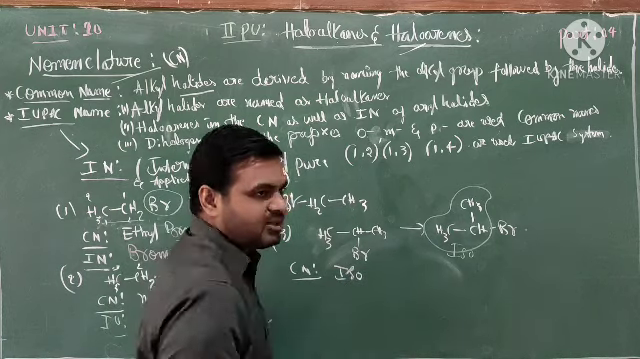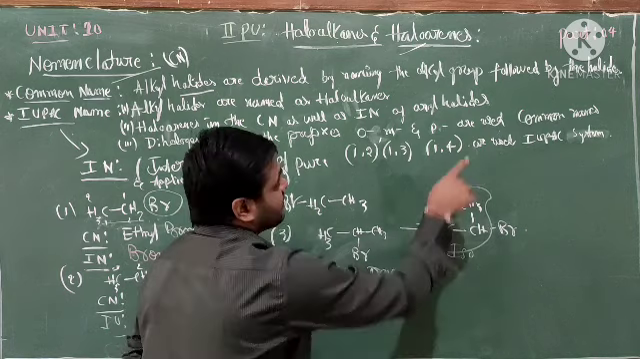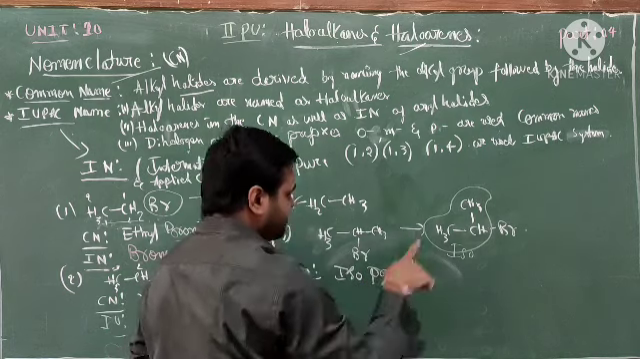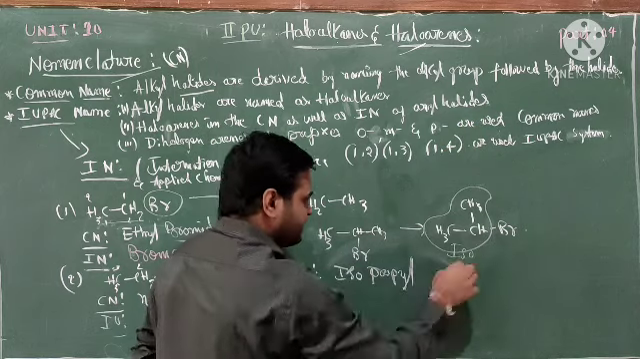Then 1, 2, 3, 3 carbons means propyl. You write the alkyl group as propyl. Then the halide means bromine, bromide.